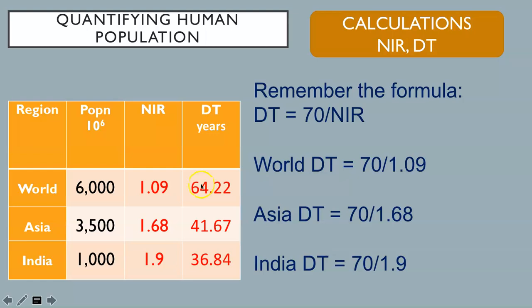According to these numbers, it will take the world about 64 years to go from 6 billion to 12 billion people. But it will take India only 37 years to go from 1 billion to 2 billion people. Why do you think there are such differences in doubling times for different areas?